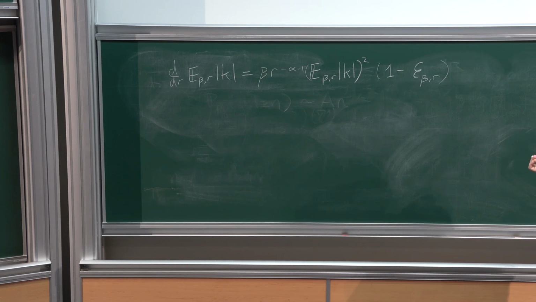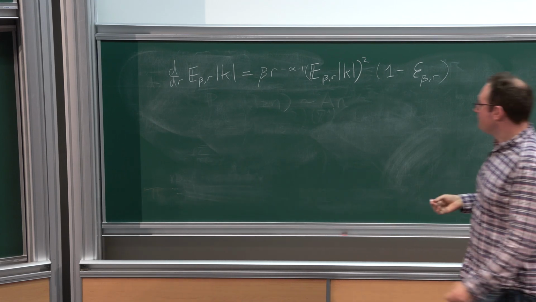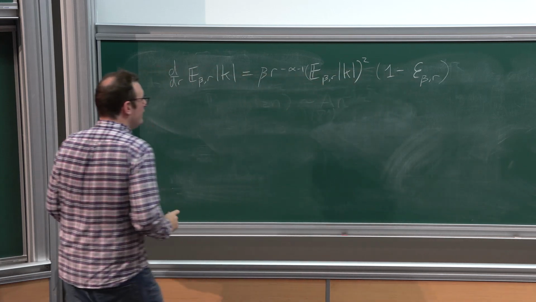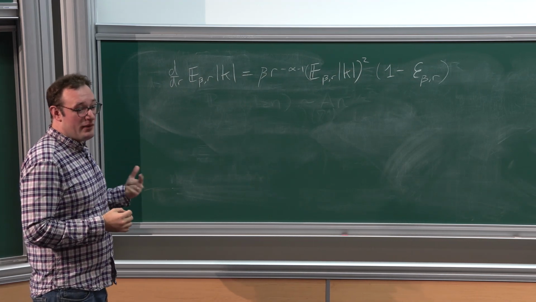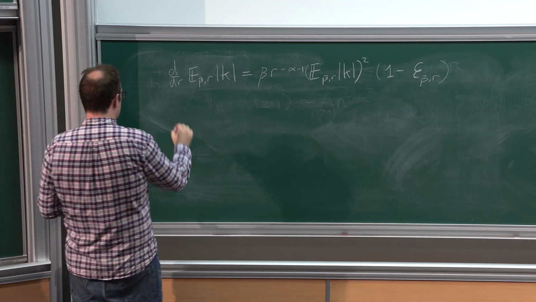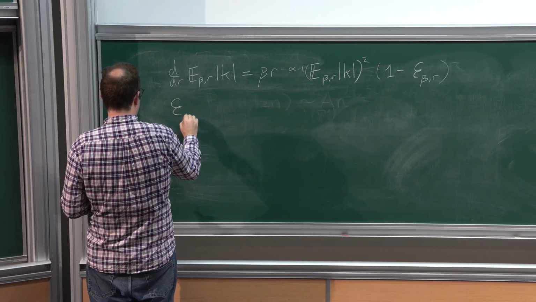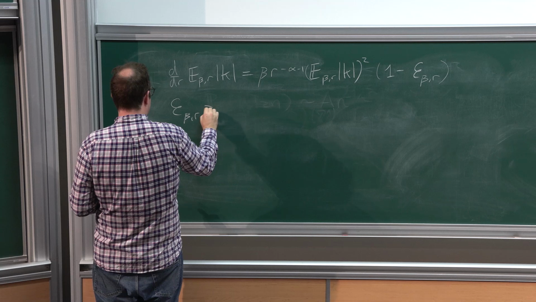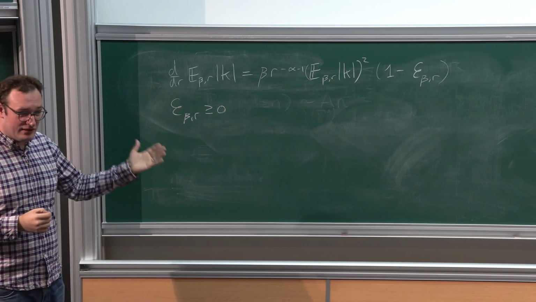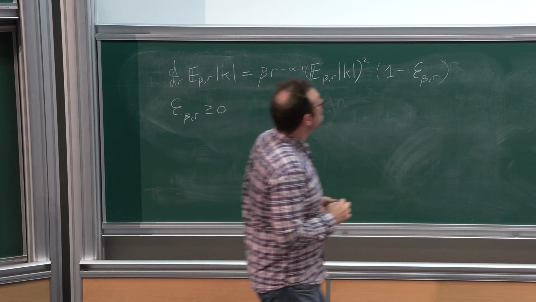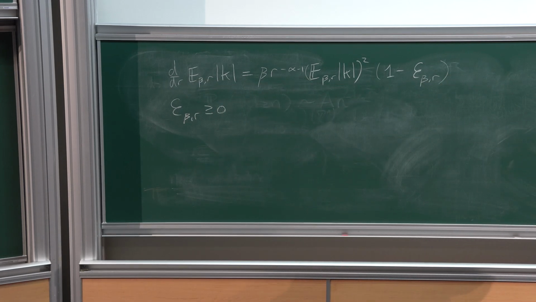I don't yet know this error term is actually small. But I want to give some bounds on this error term. So the first thing to notice is that the error is non-negative. I mean, I wrote it as a negative number there, but it's non-negative. And why is that?